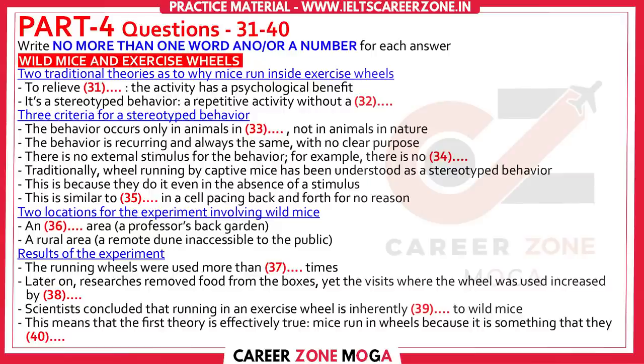Until recently, the common view among scientists was that all this running in exercise wheels by mice in cages was a stereotyped behaviour. To understand the prevalence of this view, let's consider the three main criteria that define a stereotyped behaviour. First, the behaviour is observed only in animals in cages, not in the wild. Second, the behaviour is repetitive, invariably the same, with no apparent purpose or benefit. And finally, the behaviour does not depend on external stimuli, such as reward, or is only partially dependent on such stimuli. The traditional understanding, then, is that captive mice run on exercise wheels even when there is no external stimulus, because it's a stereotyped behaviour.